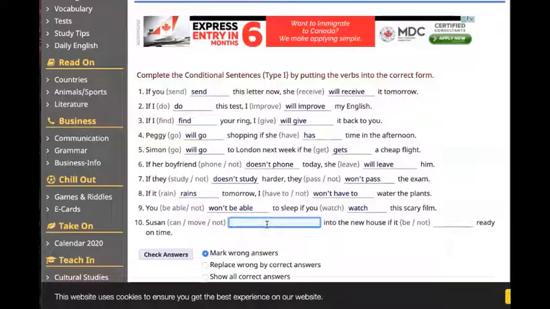10. Susan, we're not starting with if. The opposite is will. Okay, Susan, or we can use can't. In this part it is can't because we are checking can here. Susan can't move into the new house if it isn't, because negative, isn't, or is not ready.